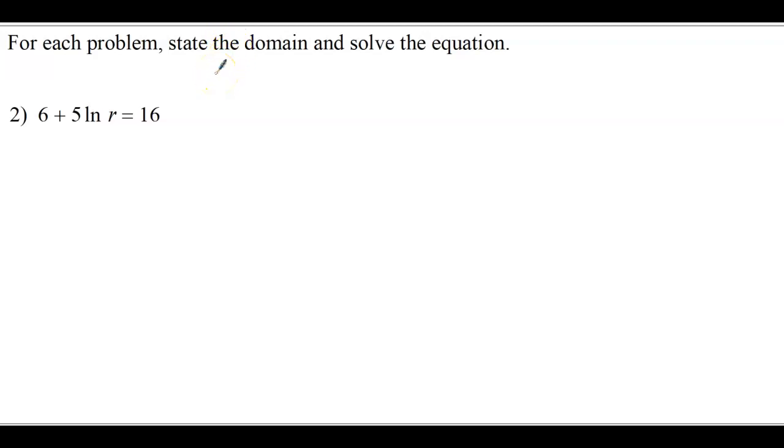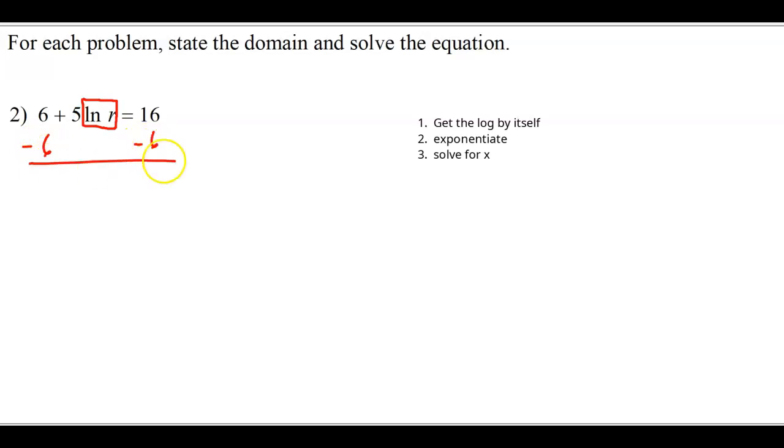So, here we go. How do we solve log equations? Pretty much a three-step process. We want to get the log by itself, then we want to exponentiate, and then we're going to solve for x. I guess I shouldn't say x because it's not always x, like on this one it's r. But anyway, this part here is the log, so I want to get this by itself, which means I need to get rid of this 6 and the 5. The 6 I'm going to get rid of by subtraction. And the 5 I'm going to get rid of by division.